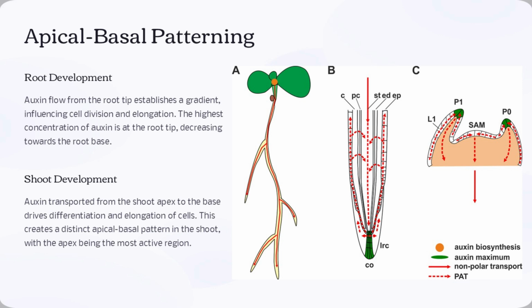On the left, it discusses root development, where a gradient of the plant hormone auxin establishes a pattern of cell division and elongation, with the highest auxin levels at the root tip. On the right, it covers shoot development, where auxin transported from the shoot apex drives differentiation and elongation of cells, creating a distinct apical basal pattern with the most active region at the shoot apex. This apical basal patterning is a fundamental aspect of how plants develop their root and shoot structures.